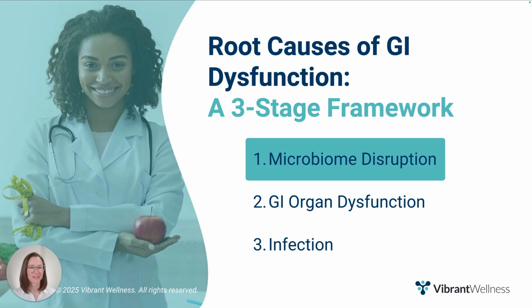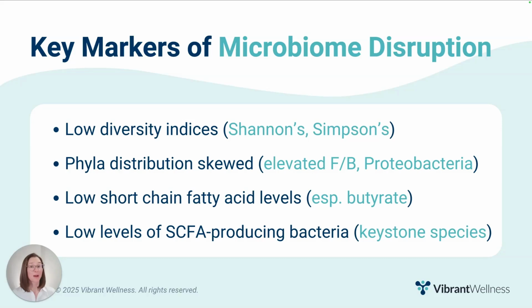Let's dive into the first stage of GI dysfunction, which is microbiome disruption. The key markers of microbiome dysfunction are low diversity indices like Shannon's and Simpson's, a skewed phyla distribution, for example, an elevated P/B ratio or high levels of proteobacteria, low short-chain fatty acid levels, especially butyrate, and low levels of the short-chain fatty acid-producing bacteria, especially keystone species like Faecalibacterium prausnitzii and Roseburia.